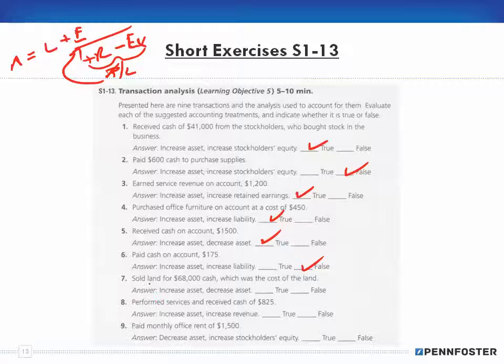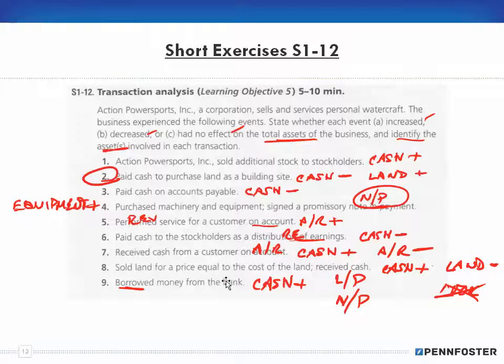All right, number 7, sold land for $68,000 in cash, which was the cost of the land. Okay, so if I'm selling the land, I have an increase in an asset and a decrease in an asset. Now this is very similar to the previous exercise on 112, number 8 here, right? I have an increase to cash and a decrease to land.